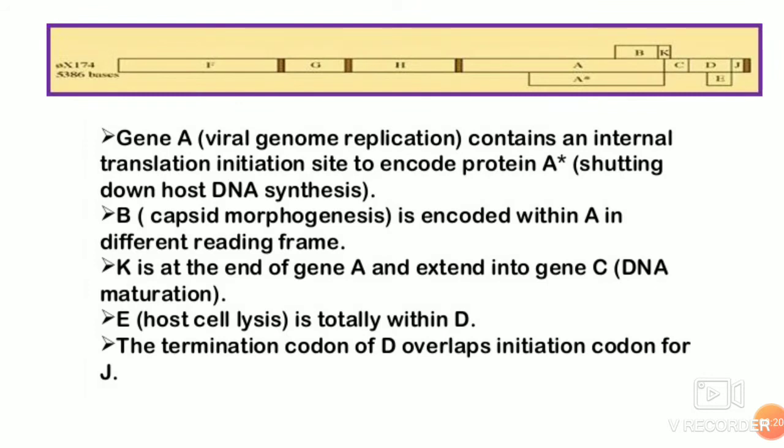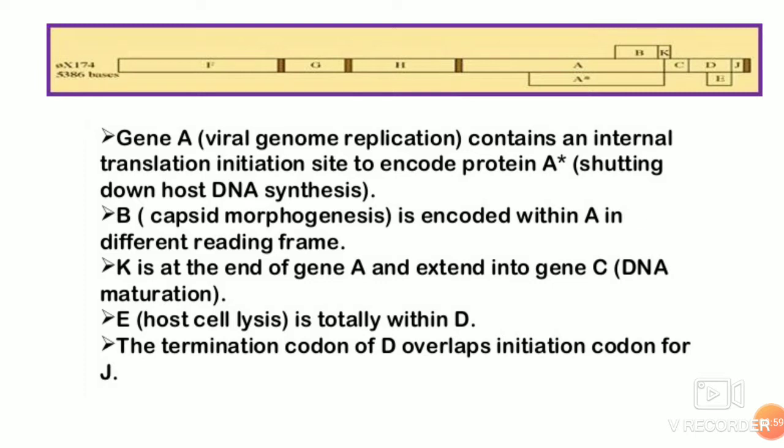So the gene A contains an internal translation initiation site to encode protein A star. And then B is encoded also within A with a different reading frame. K is at the end of the gene A and extended into the gene C. E is a very important gene which is totally inside D. So you can see, these are the different transcripts which are formed from the same stretch of nucleotides.